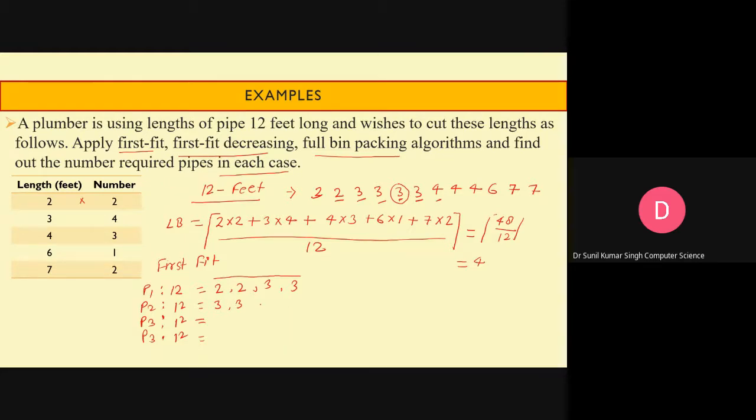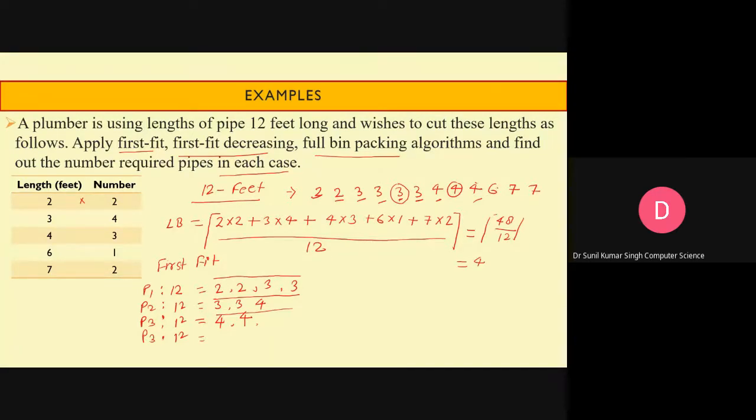Now next is 4. It will come here. So 3 plus 3, 6, plus 4, this is 10. 2 feet can be accommodated here more, but the next item is 4. It cannot be accommodated here, so it will come here. Now this 4, it will come here. 4 plus 4, how much? 8. Remaining capacity in this one is 4.